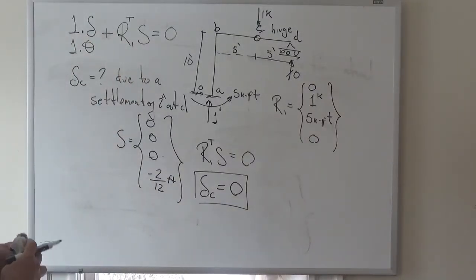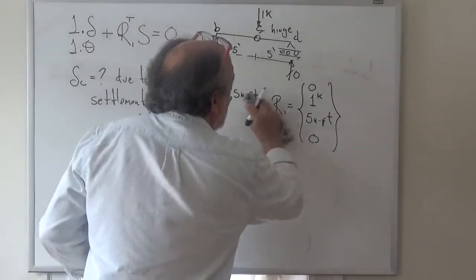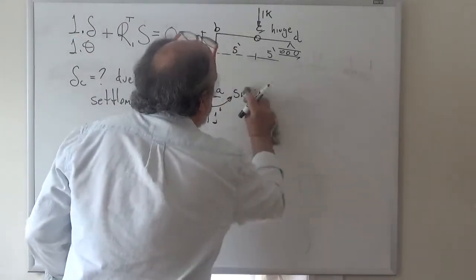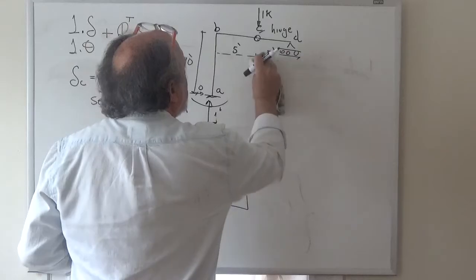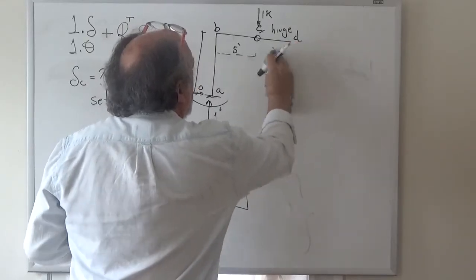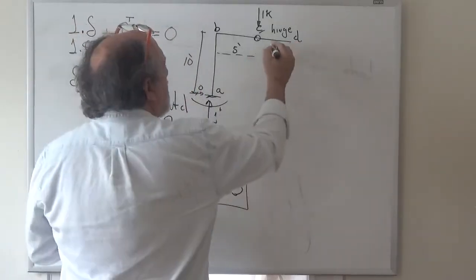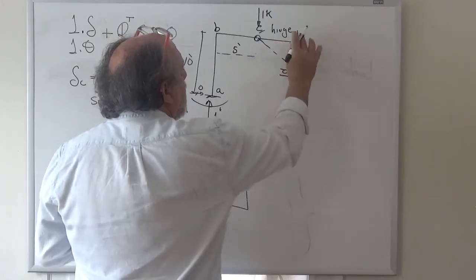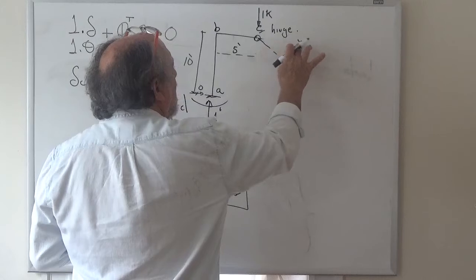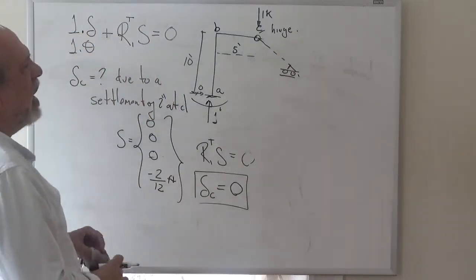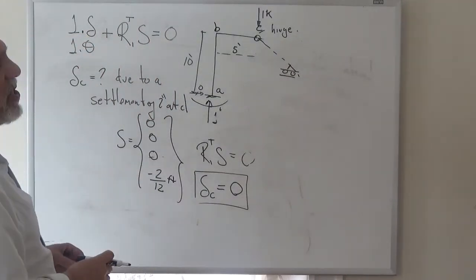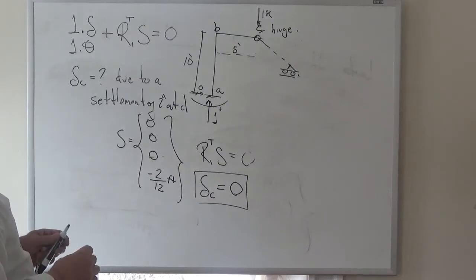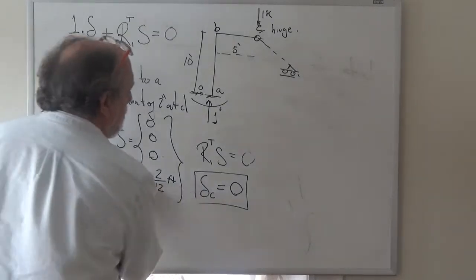Why is that so? Well, it should be more or less evident, right? Because if the support D settles down, all you have is this, right? That's what happens. And so the point at C does not move because the support at D settles. Okay?